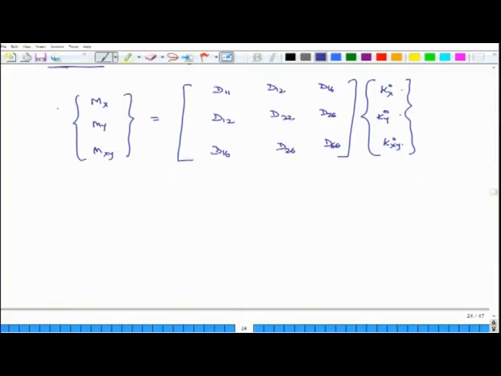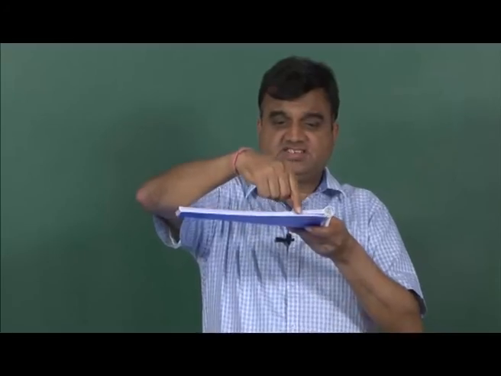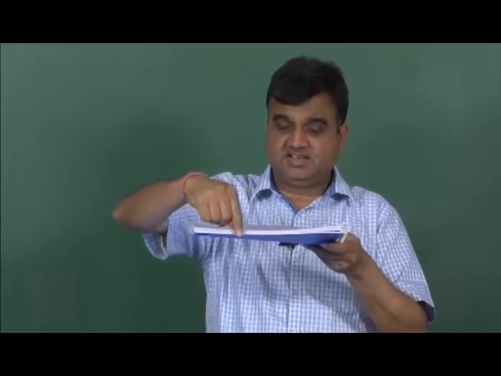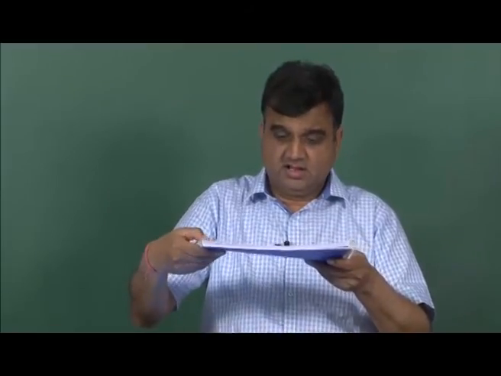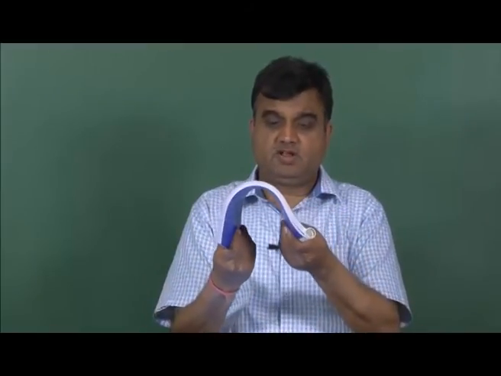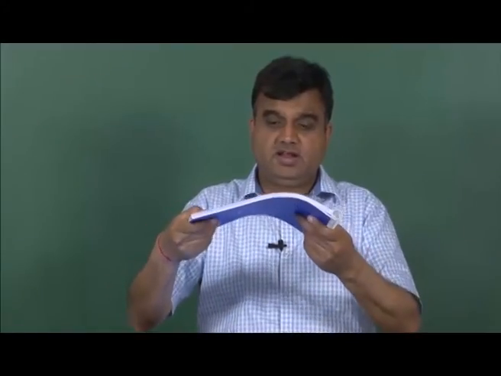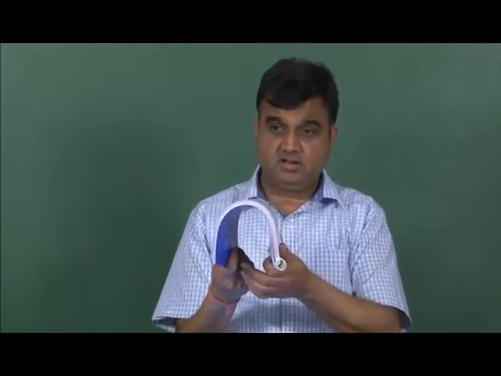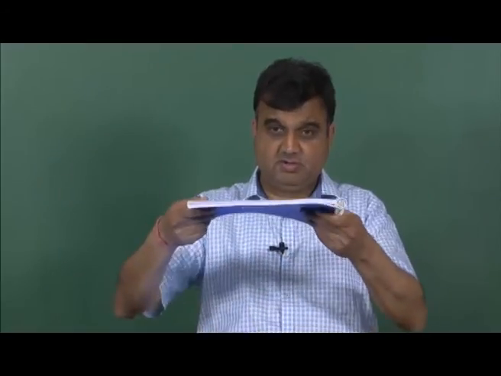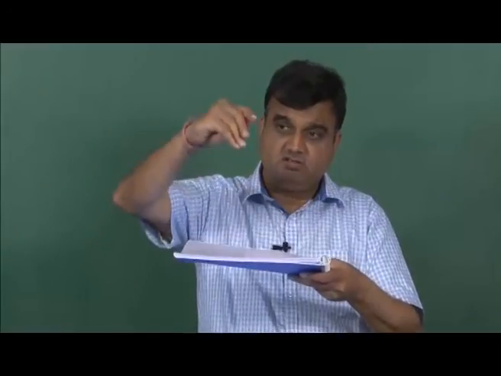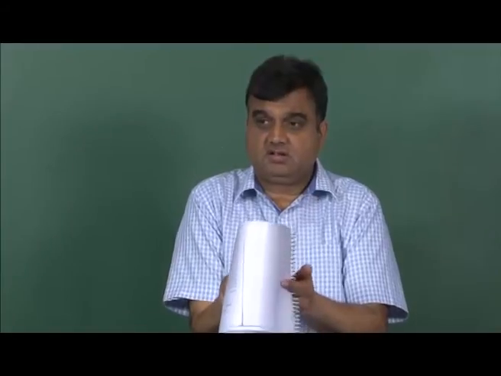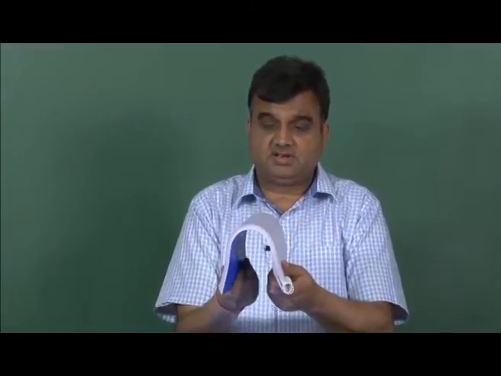So, I will again show you this book, and suppose this is the x axis, this is the y axis, and downwards is the z axis. If I bend the book like this, then the plate or the book is exhibiting purely Kx, curvature in the x direction. It does not have curvature in the y direction when I bend it like this, because it is still straight.